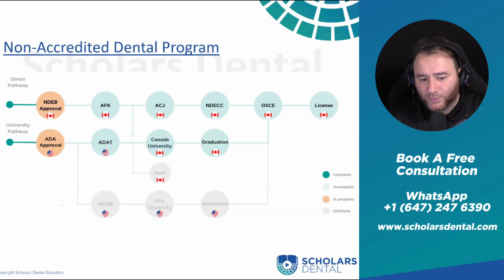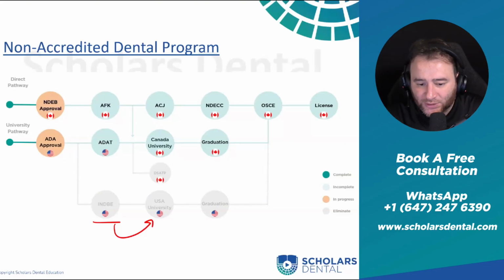So, however, these are the rare pathways. I'm not going to talk about them in detail. Since you're ADA approved, you could take the IMBDE exam, which is the American exam, but it's more like the AFK for the US, okay? When you take the IMBDE, you're allowed to apply to the US universities. They also have seats for internationally trained dentists.